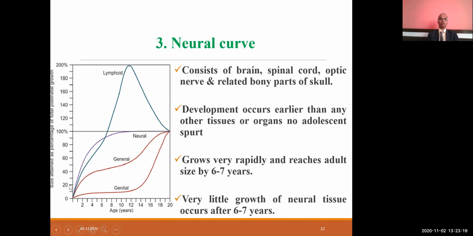Next, neural growth. Neural growth consists of brain, spinal cord, optic nerve, and related bony parts of the skull.